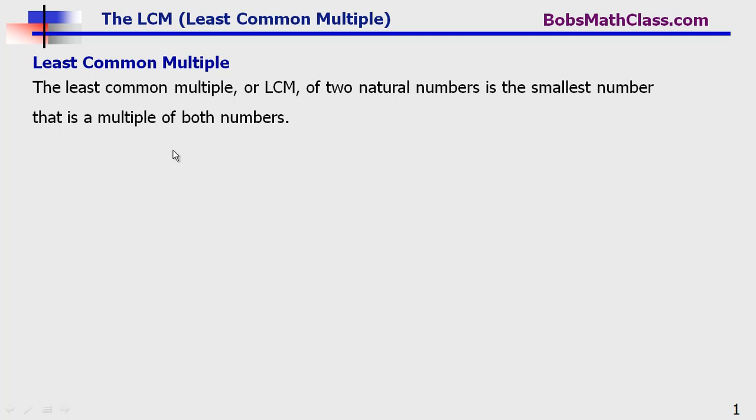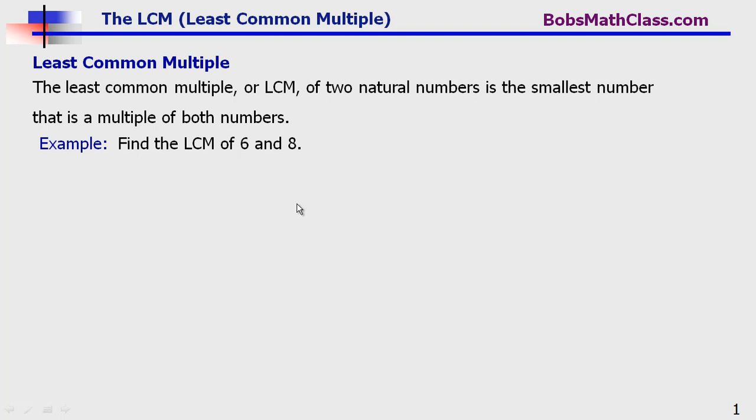Okay, so right now we're just talking about two numbers, but we could also talk about the lowest common multiple of 3 numbers or 4 numbers. It's the same thing. Okay, so let's take an example. Find the LCM of 6 and 8.